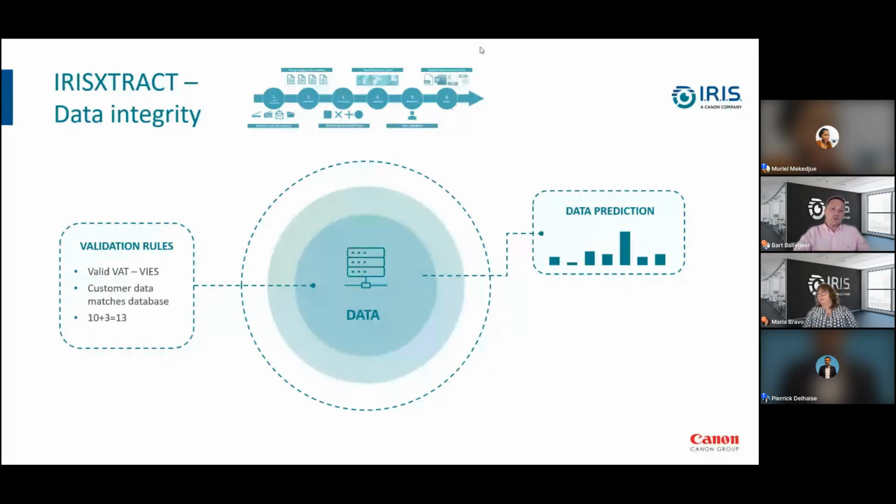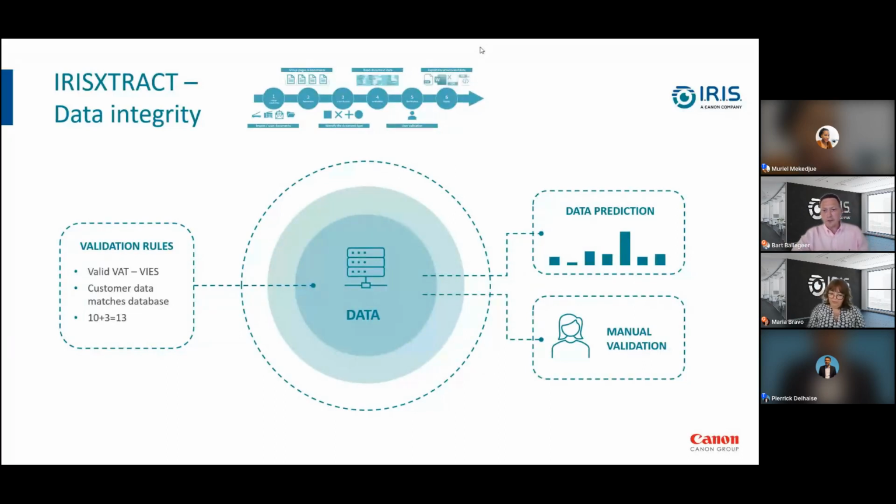So if validation rules say okay, if data predictions say okay, then it will be exported automatically. If one of those says, hold on, I'm not sure, then it will be routed to a user who needs to do manual validation. And this user can be wherever in the world. If I think of the COVID pandemic, it could be a user who is working from home. The position of the user actually isn't so important over here.